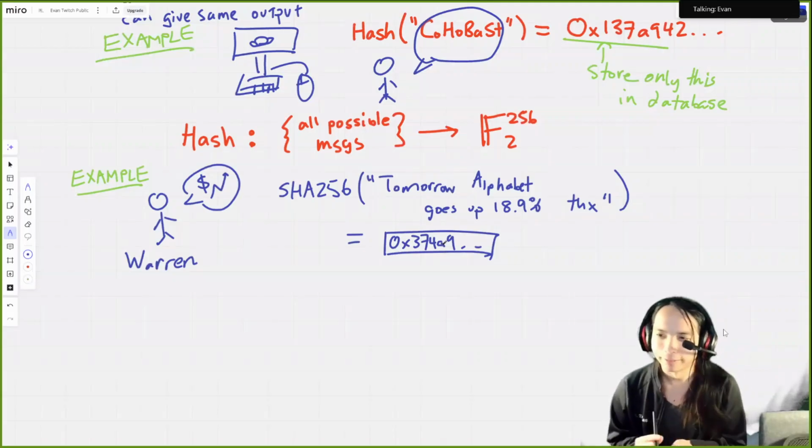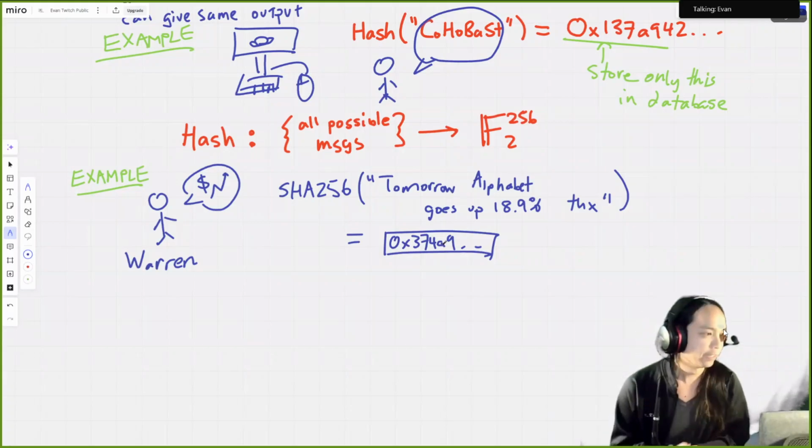So this is another example of a way you can use a hash. Again, the point of a hash is that it's both binding and hiding.